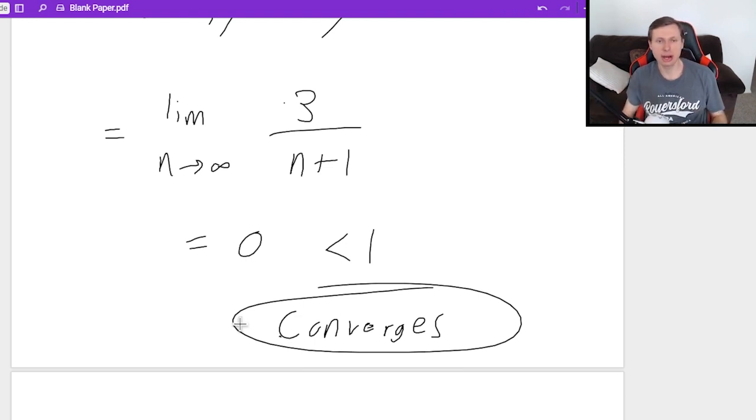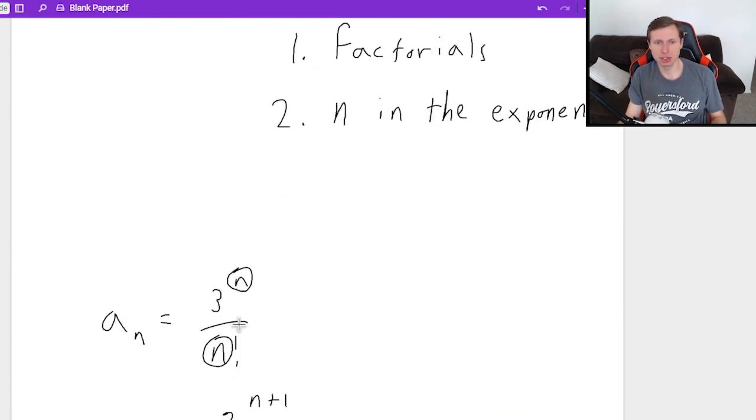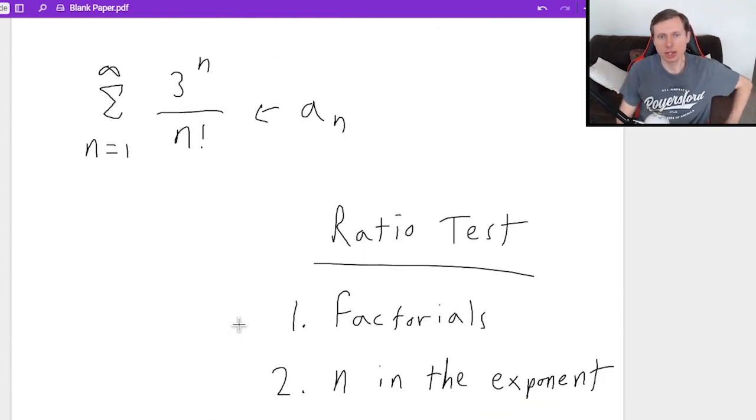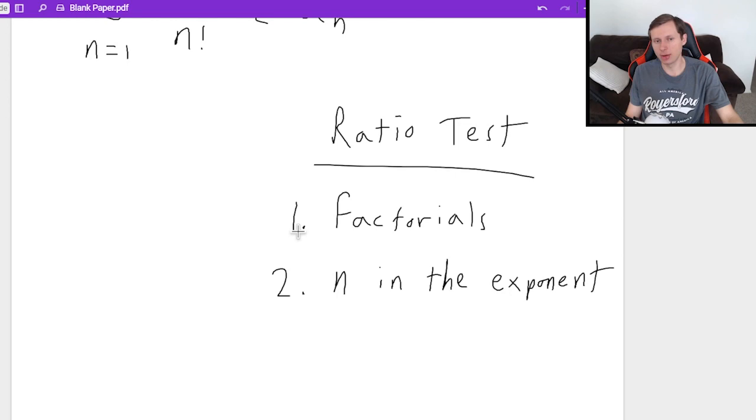And the cool thing about the ratio test is that if you were to use any other test to try and prove that this series converges or diverges, I'll tell you that just about every test out there wouldn't work except the ratio test and the direct comparison test. And I don't like the direct comparison test because it takes me a while and I have to think about it. But the ratio test is really quick, especially when you know what you're doing. And again, it works great for whenever you have factorials or an n in the exponent.